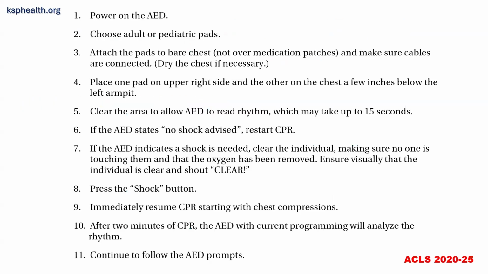How to do it? Power on first. Second, choose adult versus pediatric pads. Third, attach the pads to the bare chest and make sure cables are connected. Fourth, place one pad on the upper right chest and the other a few inches below the left armpit. Fifth, clear the area to allow the AED to read the rhythm, which may take up to 15 seconds.